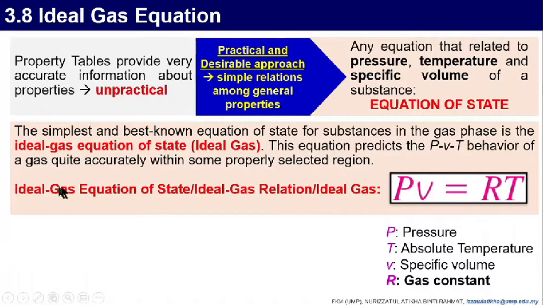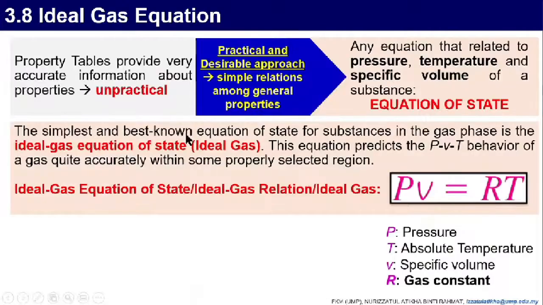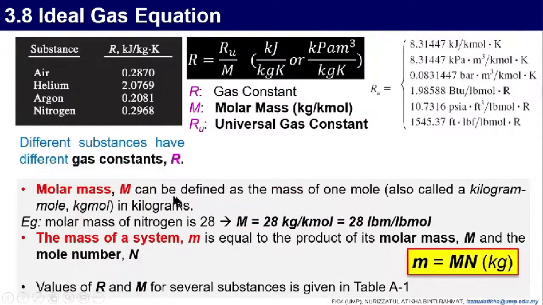Okay, the ideal gas equation of state, or ideal gas relation, is PV equals RT. P is pressure, V is specific volume, R is the gas constant and T is absolute temperature. Different substances have different gas constants. Then you can get R equal to these values, depending on the question.